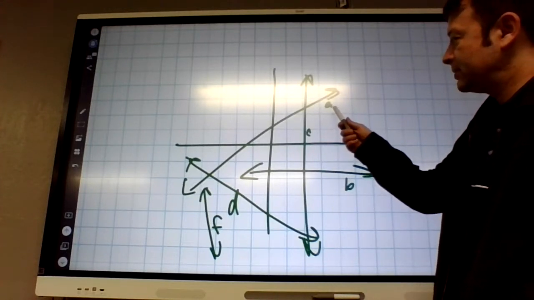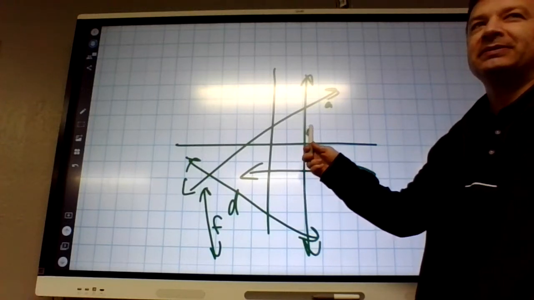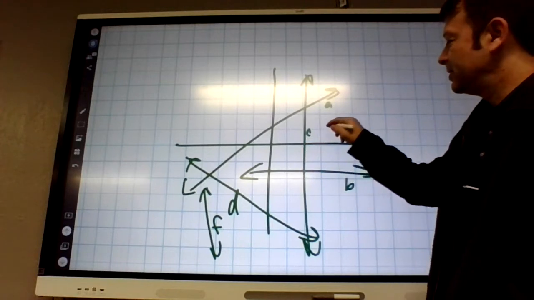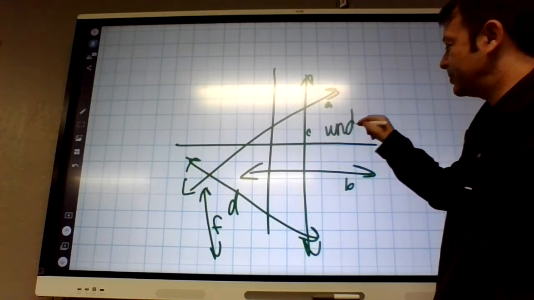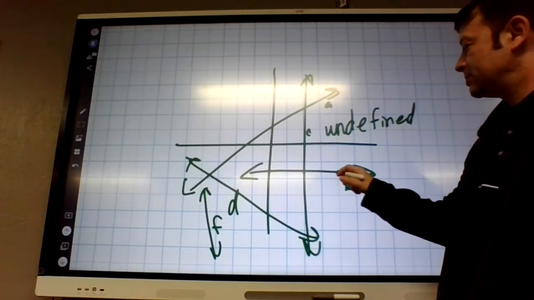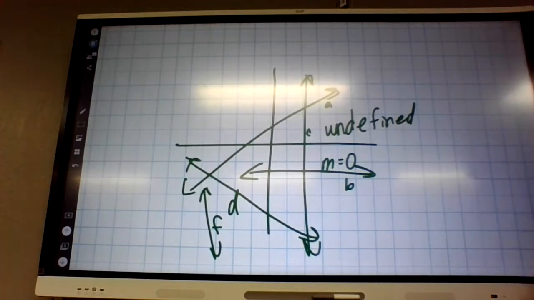What do I know about line A? It's positive. Line C? 0. Undefined slope or no slope. Line B? 0. How do you know if it's 0 or undefined?